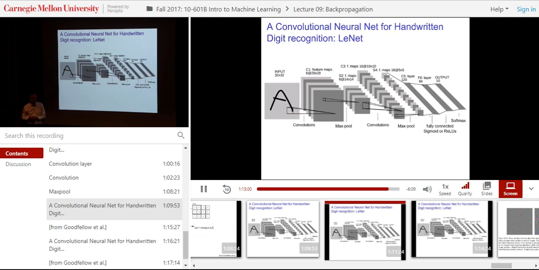Yes? What determines the number of feature maps you would like to have? Sadly, experimentation.